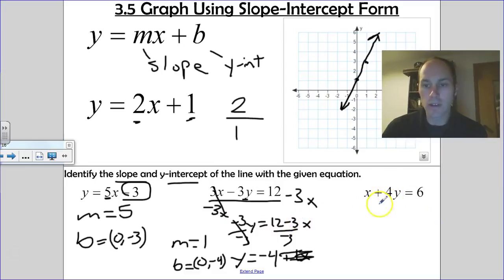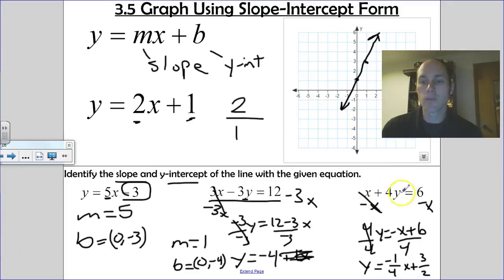But why don't you try this one? See if you can find the slope and intercept. Pause it and start it when you're ready. Okay, so we need to get the y by itself. So we subtract x from both sides. We get -x and positive 6. So 4y equals -x plus 6. Divide both sides by 4. So -1/4 x, or -1x over 4, plus 6 divided by 4, which I can simplify as 3/2.